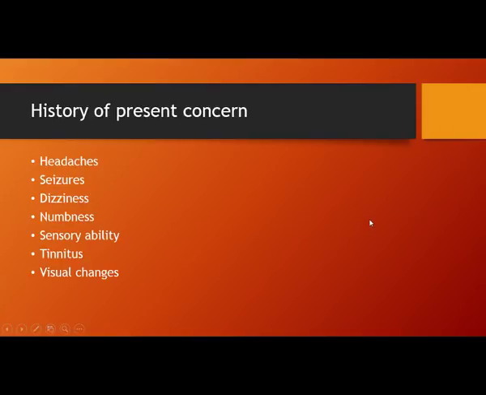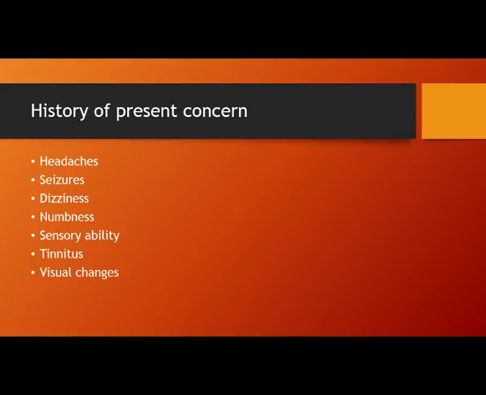So as always, we begin with the history of the present concern. And you, of course, do COLDSPA on anything that the patient complains of. Headaches: many times headaches are just a trivial problem that doesn't really matter, but in the neuro assessment, sometimes a headache can be a symptom of something much more serious, such as even a brain tumor or something. So that would be an important symptom to follow up on.